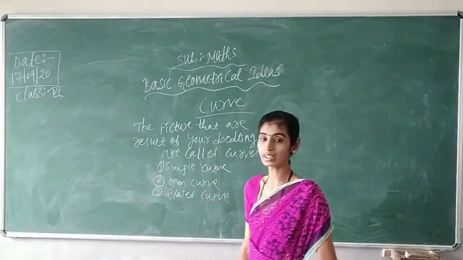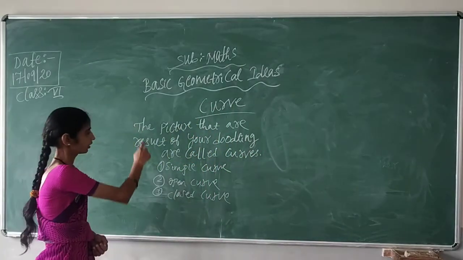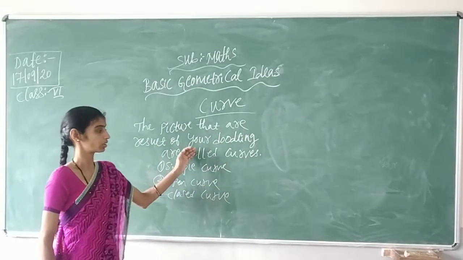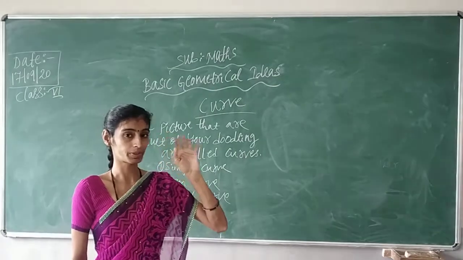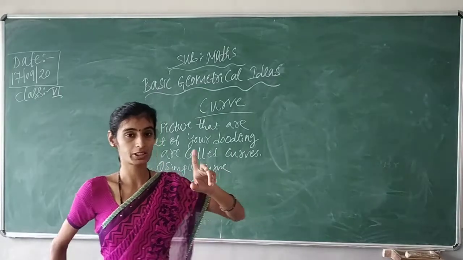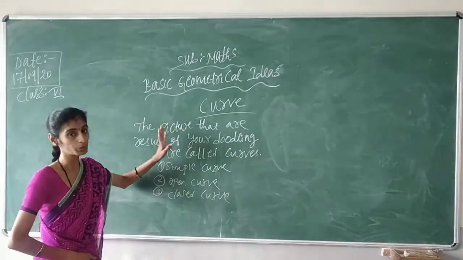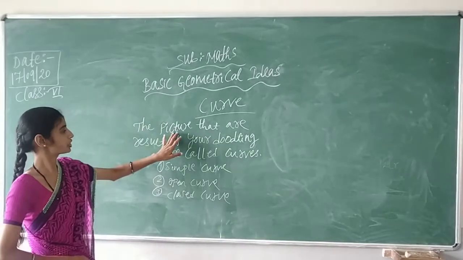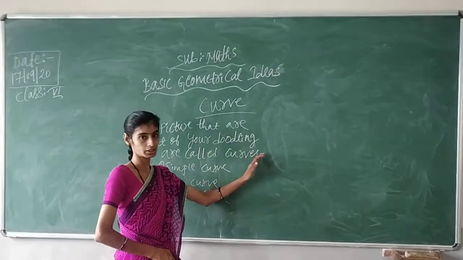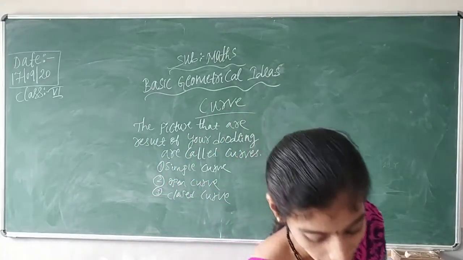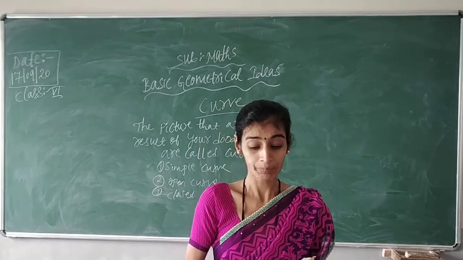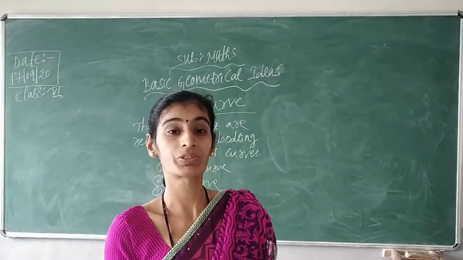So, firstly, we will see the definition of curve. The pictures that are a result of your doodling are called curves. In the last class, or in the first class of this chapter, I have clearly explained the definition. I hope you all understood. So the pictures that are the result of your doodling are called curves. One more point: on page number 76, you can read the paragraph, children. It will give a clear explanation of the curve.